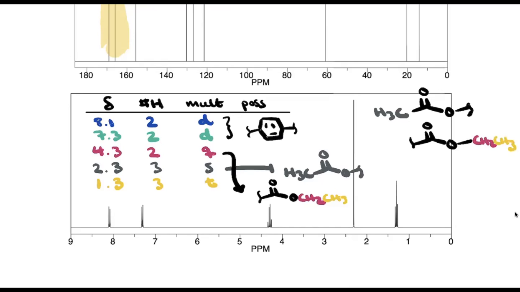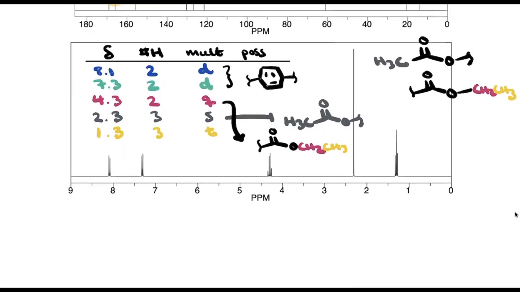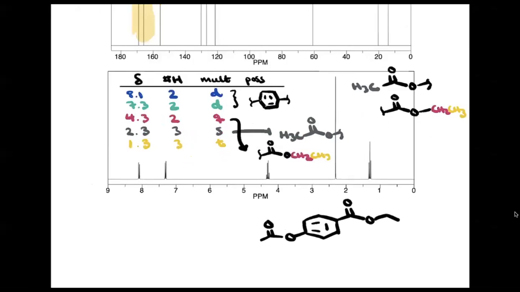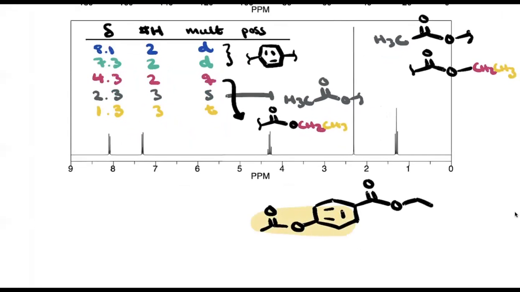All right, cool. So looks like we have all of our degrees of unsaturation. We have everything we need. We just have to stitch everything together. So we know it's para substituted. And then on one side, we're going to have the ester with the ethyl group. And then on the other side, we're going to have the ester, but where the oxygen is facing the benzene ring. Cool. And then that adds up to the structure that we have for this compound.